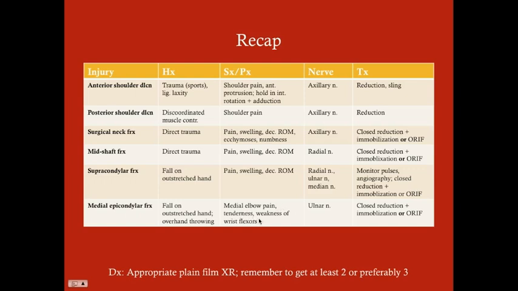And this will also cause a weakness of the wrist flexors, not only because the medial epicondyle is where the wrist flexors insert, but also because the ulnar nerve provides motor innervation to those wrist flexors. The ulnar nerve, as mentioned, is the nerve that will be damaged here. And this is treated either by closed reduction and immobilization or open reduction with internal fixation.